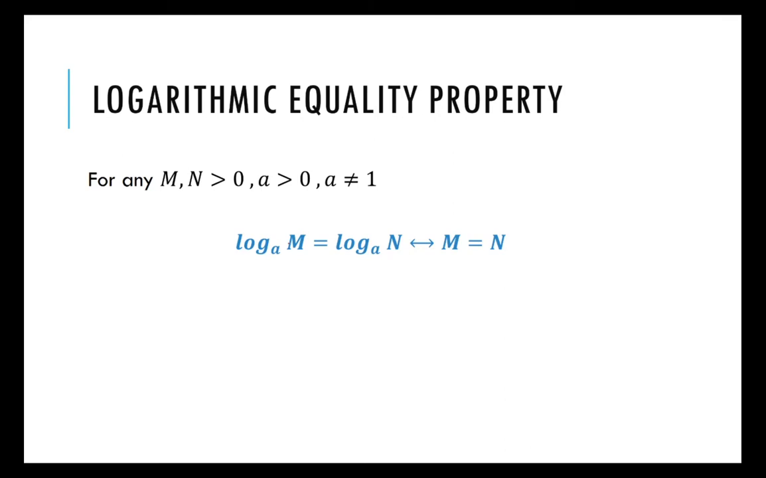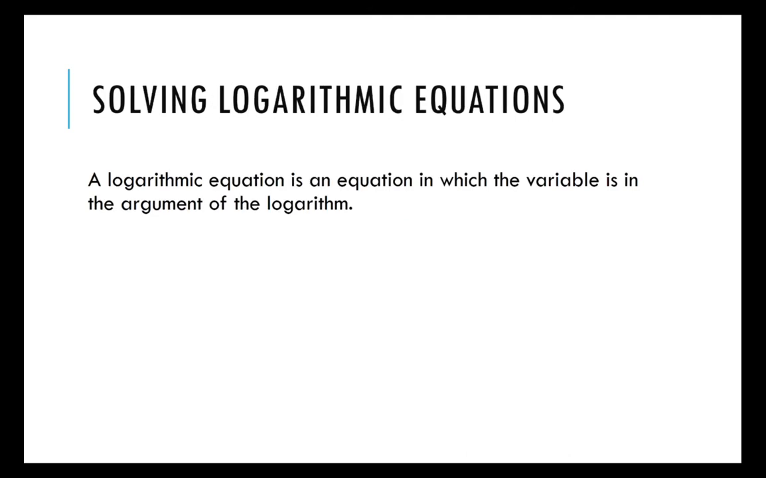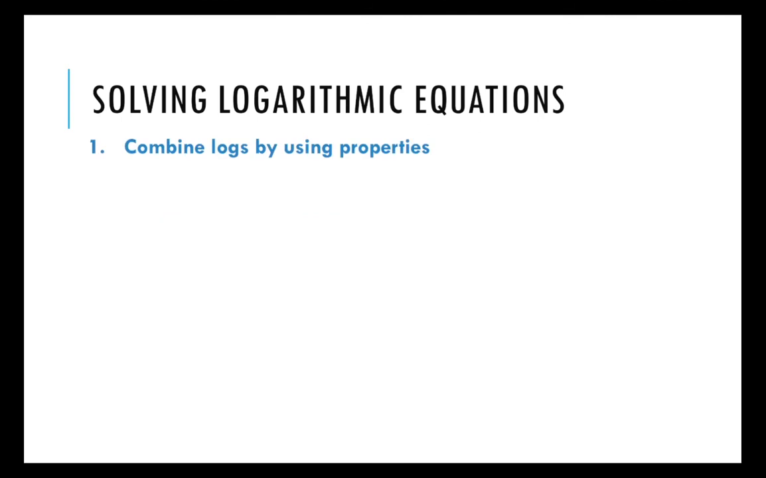And so specifically, the arguments are m and n. Anything that goes into a logarithm, that's the argument. A logarithmic equation is an equation in which the variable is in the argument of the logarithm. So how do we solve those types of logarithmic equations?